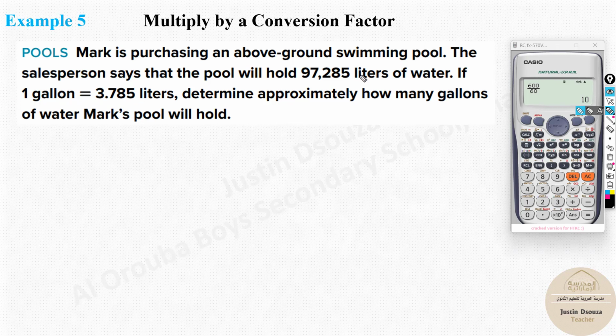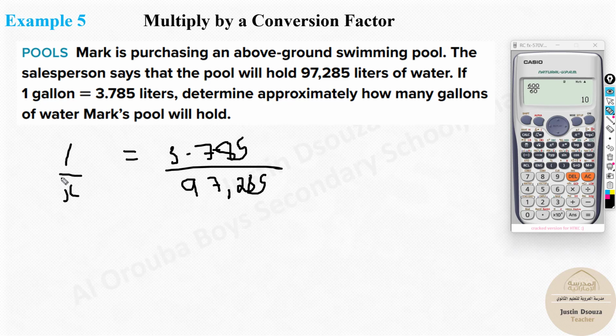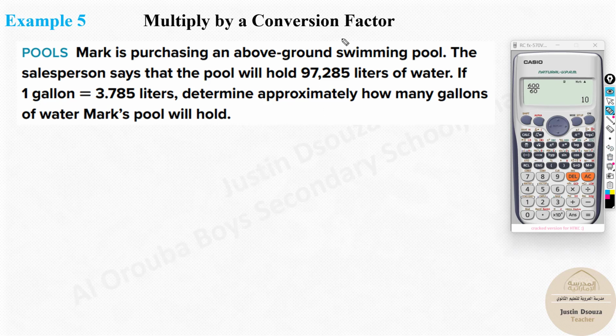Now you can do one thing. 1 gallon equals 3.785 liters, right? Divide this 97,285, which will be x. You can solve it and you will get the answer. But there is another way, which I told you. Now this is all in liters. Look at which is lesser. Gallons is less.